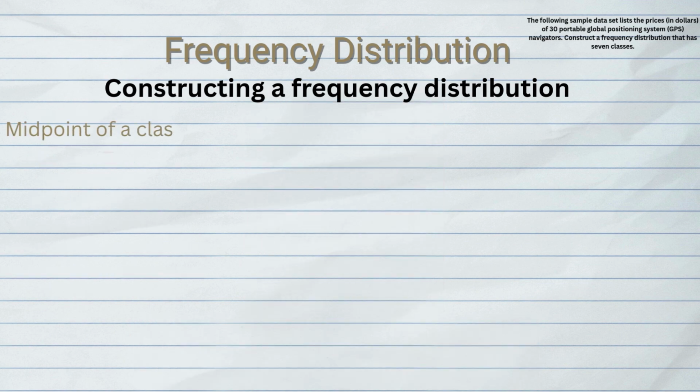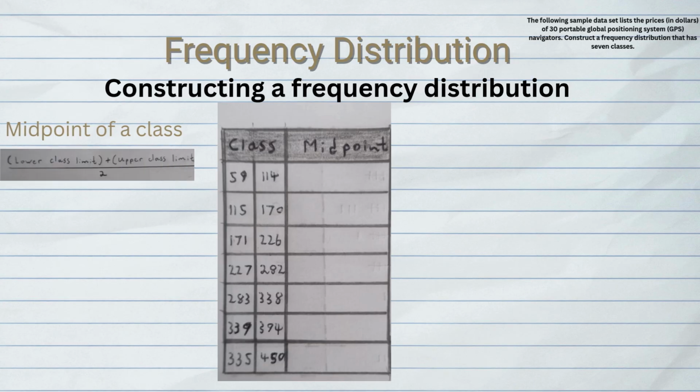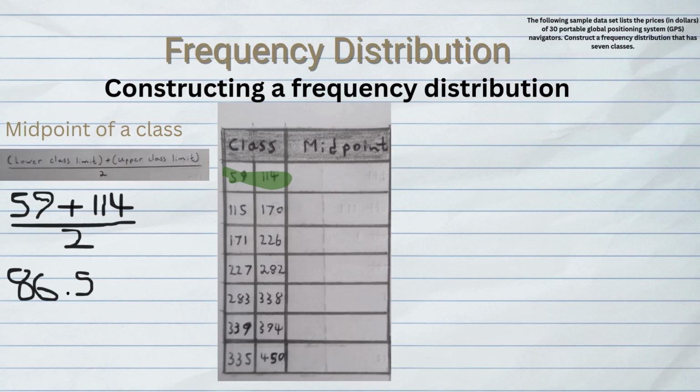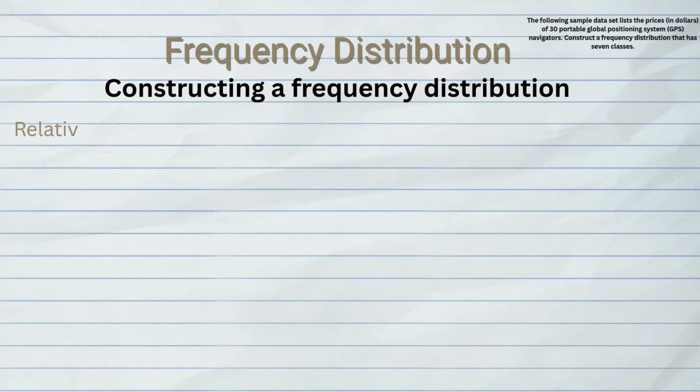Moving on to the midpoint of a class. The midpoint is the middle value of a class interval. The formula is lower limit plus upper limit, divided by 2. As you can see, for the first interval, we had 59 and 114, then divide by 2. We get 86.5. Do the same to the other intervals.